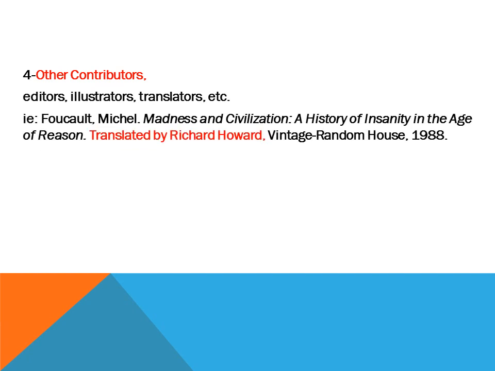The fourth feature is the other contributors who contributed to the source. In addition to the author, there may be other contributors to the source who should be credited, such as editors, illustrators, translators, and so on. If their contributions are relevant to your research or necessary to identify the source, include their names in your documentation. As we see in our example, the other contributor to the book of Foucault is the translator Richard Howard.